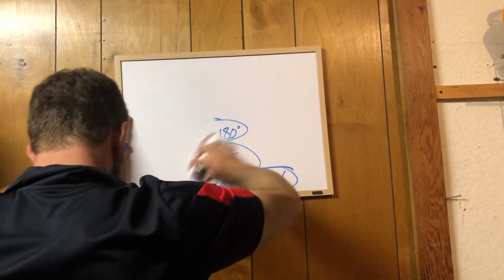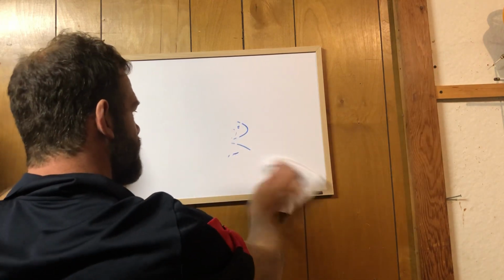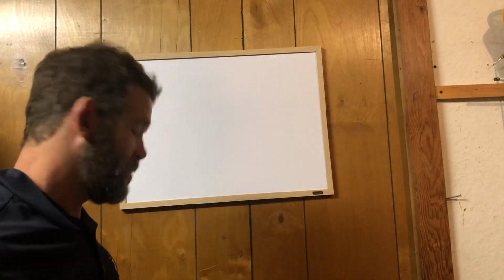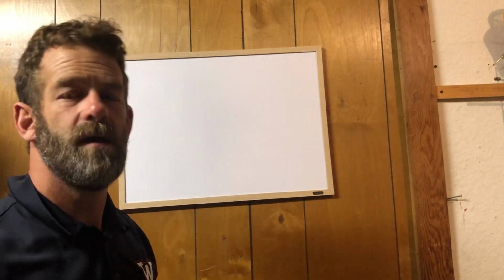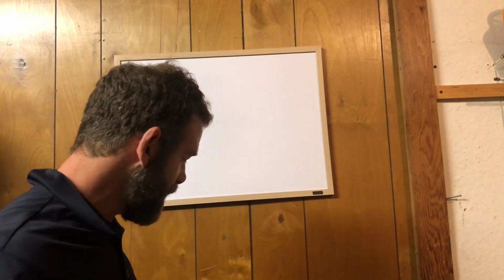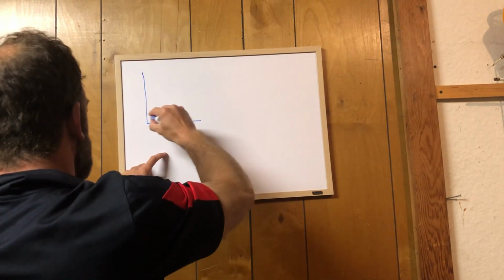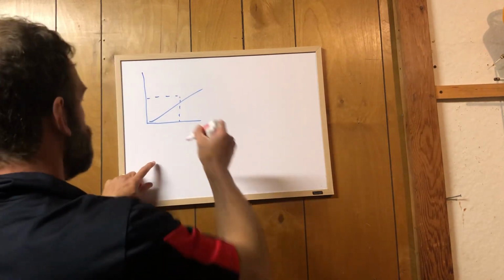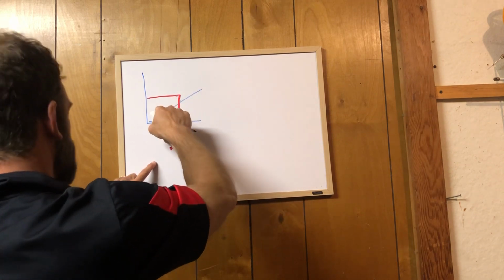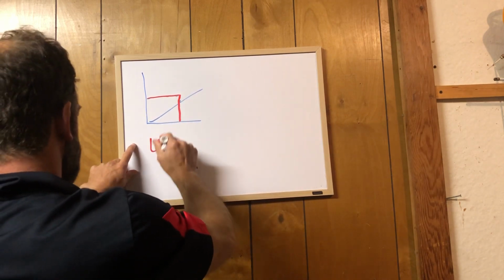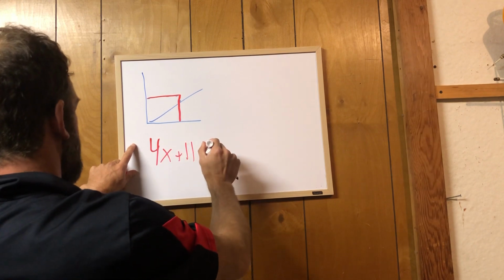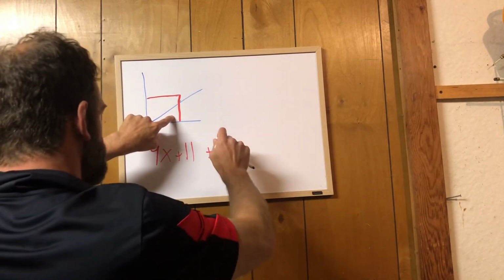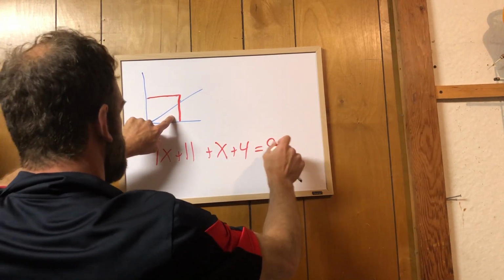Next one. What do you notice about these 2 angles on the second example question? You should have understood that they're complementary. Complementary equals 90 degrees. It tells you this angle right here is a right angle. That's what it shows you in the notes. So I know that this angle, which is represented as 4x plus 11, plus this angle, which is x plus 4, has to equal 90 degrees.